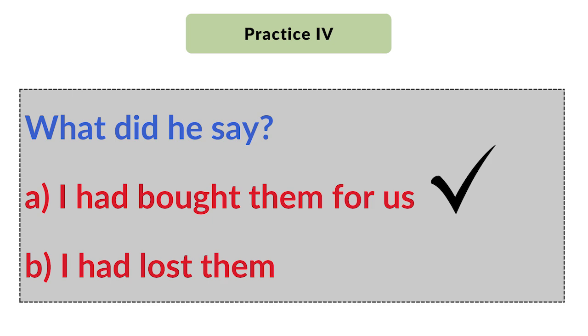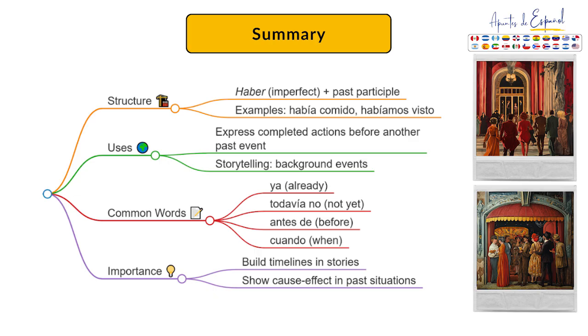Good job. So in this video, we have learned how to form the past perfect, remember, by using the imperfect form of the verb haber and the past participle. We have seen some examples. We also have talked about when to use it, when we want to express complete actions before another past event. And we will recall the importance of this past tense to build timelines in stories and show cause and effect in past situations.